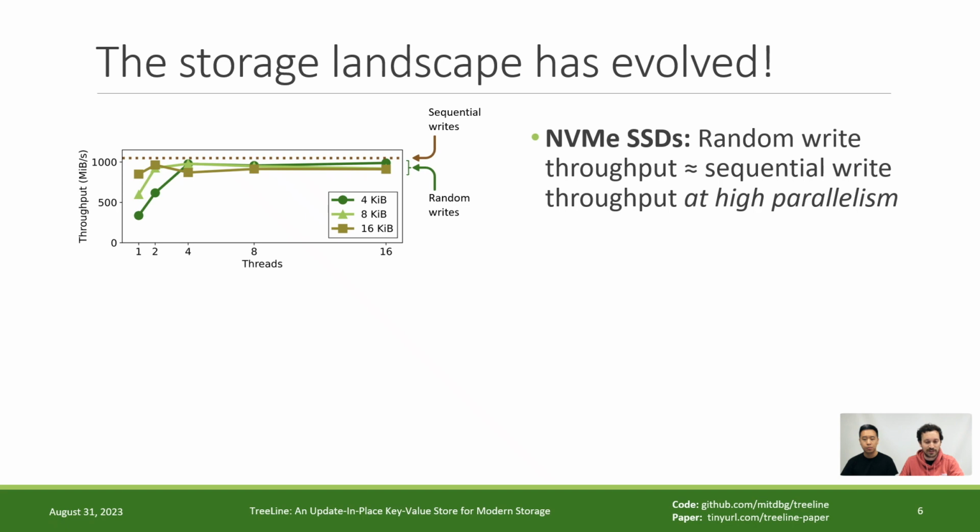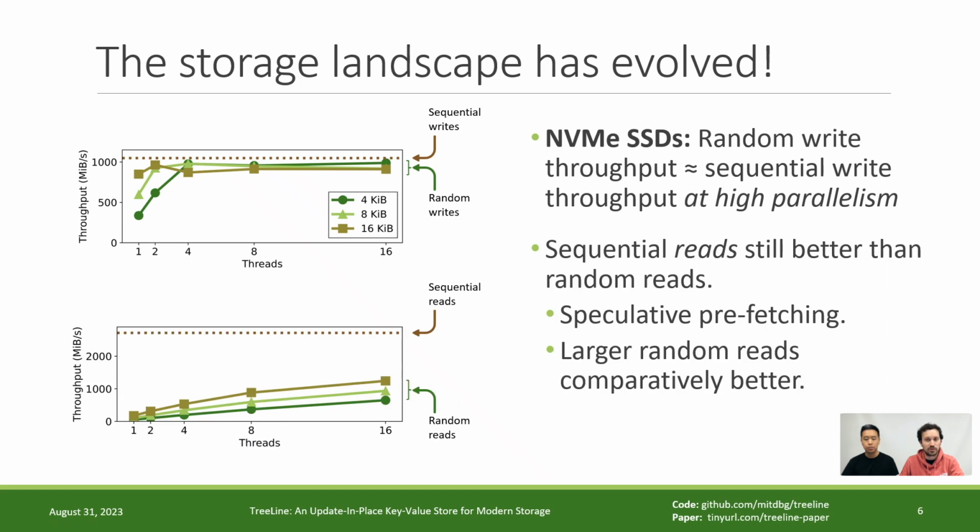Here on the left, you can see a plot where the x-axis is the number of threads, so a degree of parallelism, and the y-axis shows the throughput for random writes of different sizes. As you can see, especially for 16 threads, random writes perform exactly as well as sequential ones, and in general, you can see that larger requests tend to perform better. However, sequential reads are still much better than random ones. This is because of features that the disks themselves provide, like speculative prefetching, which means that even though the write behavior doesn't differ that much, the read behavior is still very different. Even so, you can see between these three lines that random reads of large sizes perform better, which will become relevant later.